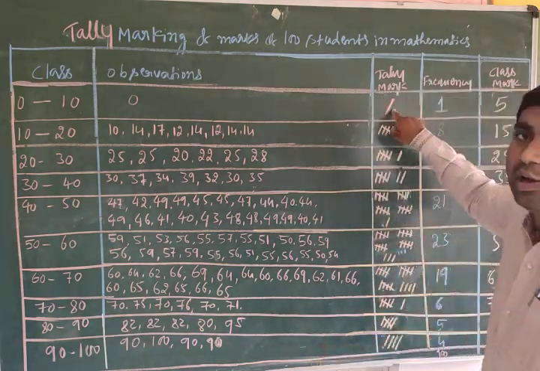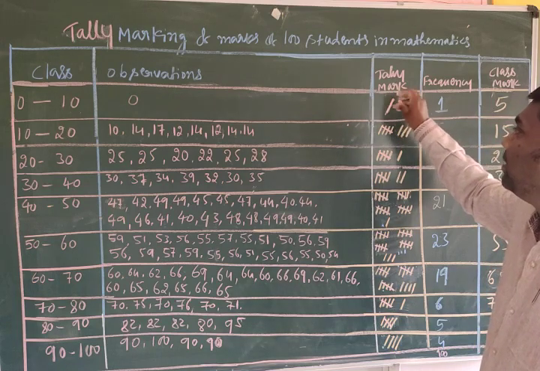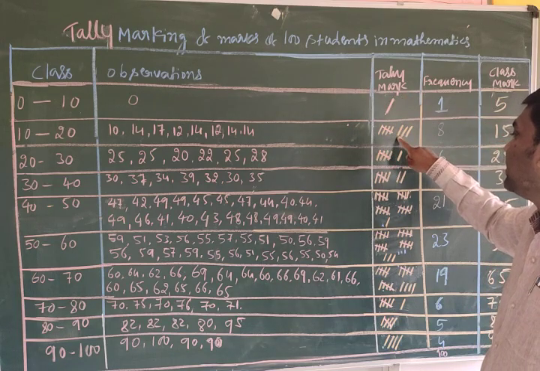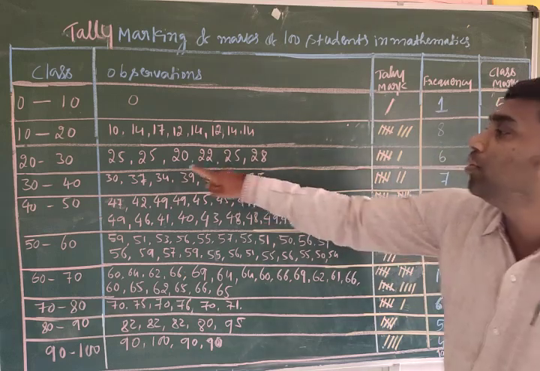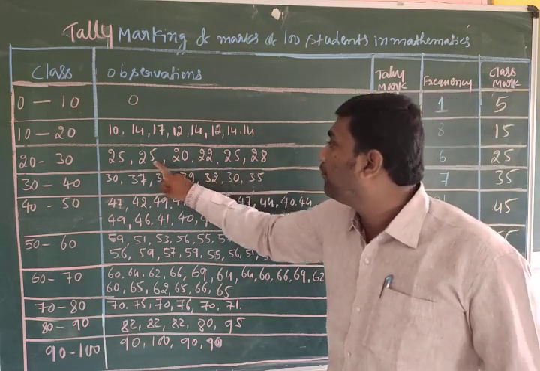This is the tally mark. Each one is one tally mark, okay. Here 5, 6, 7, 8. Then how many are got? 20 to 29. 1, 2, 3, 4, 5, 6.